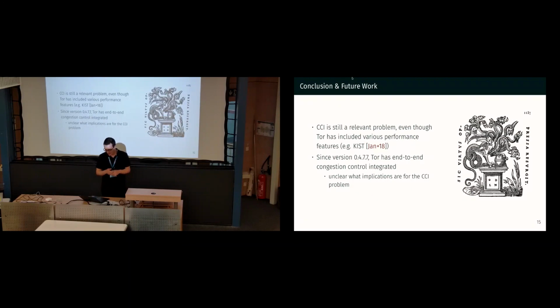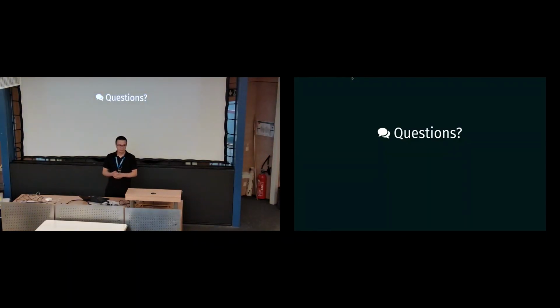To conclude, the CCI problem is still relevant, or could be more relevant if the number of users grows and the relays stay nearly constant. And also, Tor has integrated some performance features, but they don't solve that problem. And since version 4.7, Tor has also end-to-end congestion control, but we don't know at the moment how that influences the CCI problem. That was it.